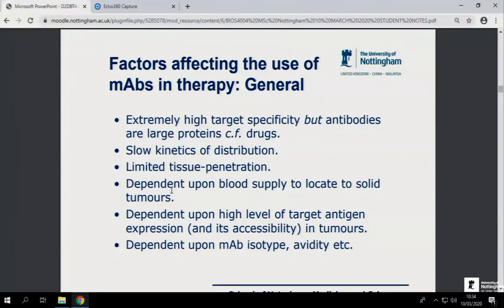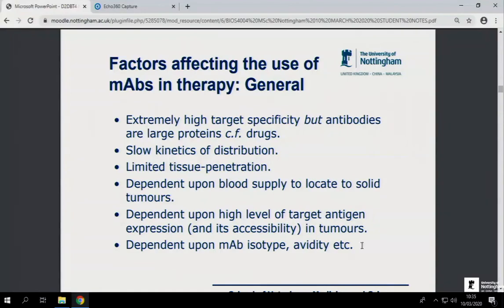It depends upon the blood supply to get this antibody to go to where the solid tumour is. Okay, so all these things have to be already in place. It's also dependent upon there being a high level of the target antigen expressed on that tumour cell. If this tumour cell doesn't have a lot of target antigen, the antibody isn't going to stick onto it.